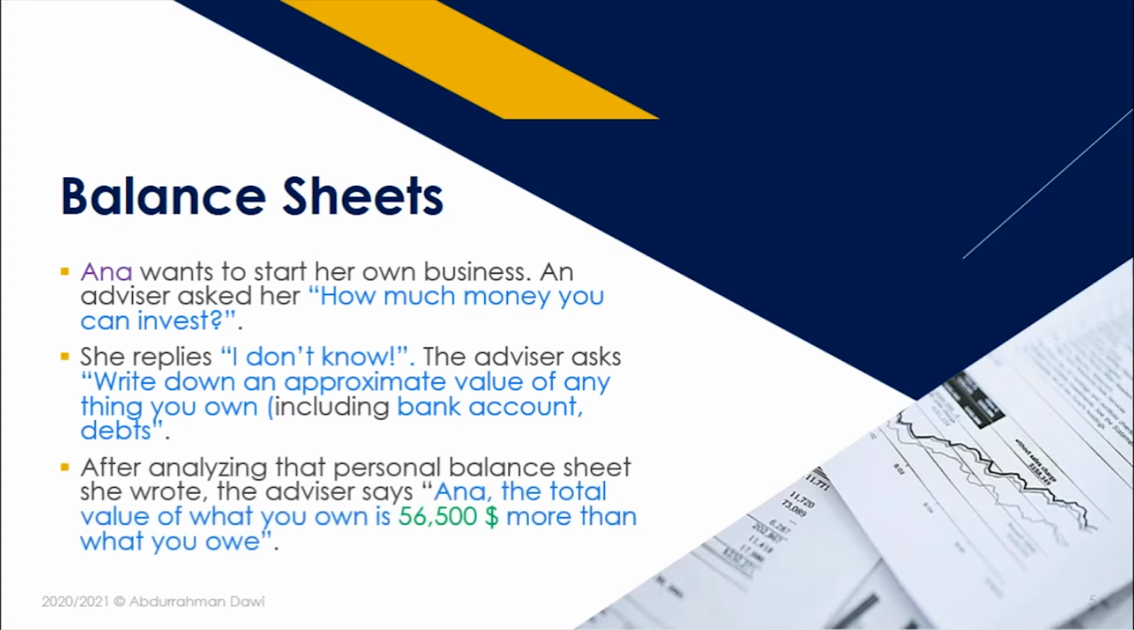The financial advisor will come to a conclusion after reading the personal balance sheet that Anna had made, and he tells her that the total value of what she owns is more than what she owes by around 56,500 dollars. This is referred to, as we're going to discuss in the next slide, as equity. So basically, she can invest a maximum of that value. That's the maximum amount that she can invest in a business.